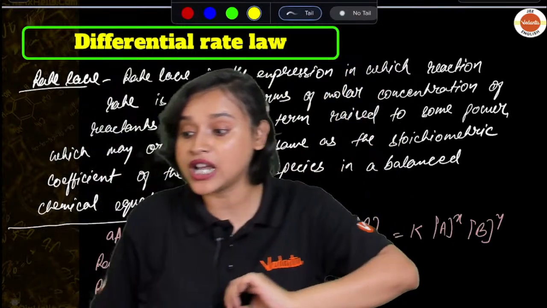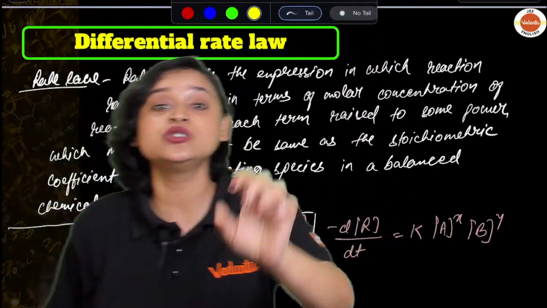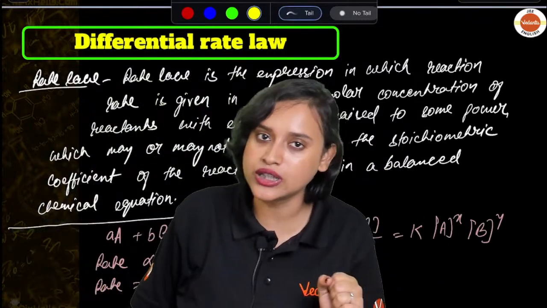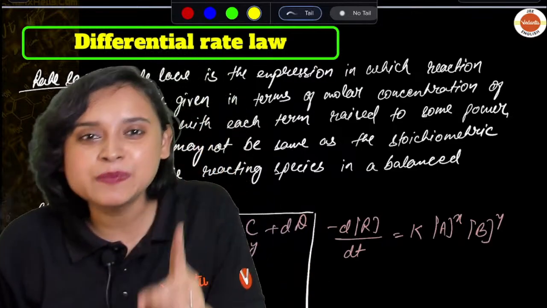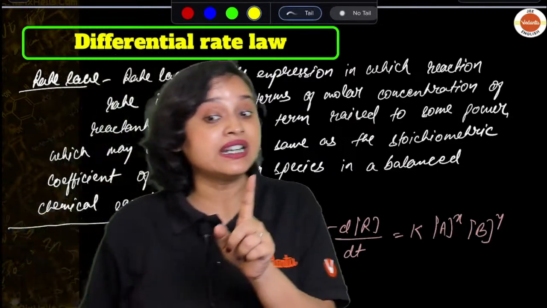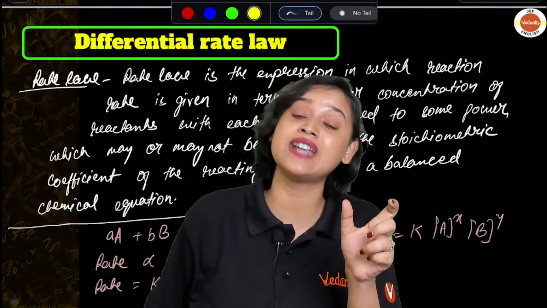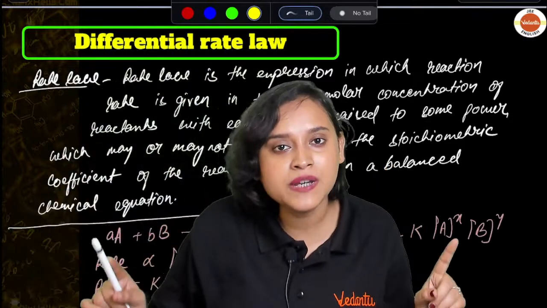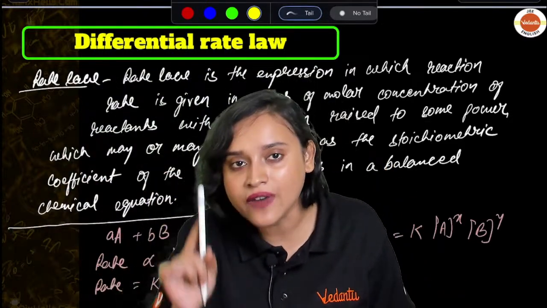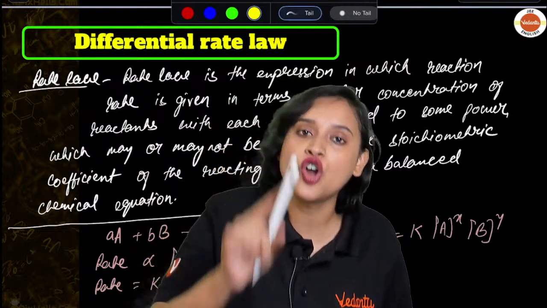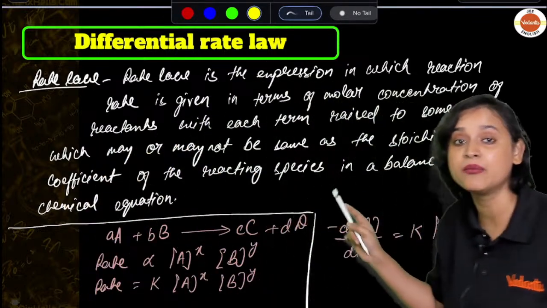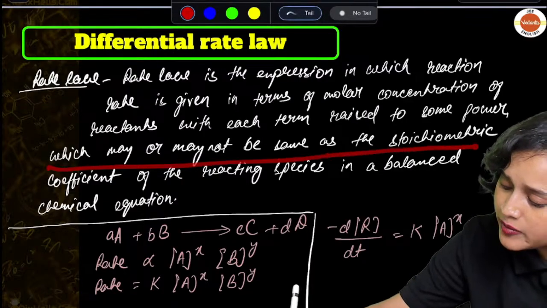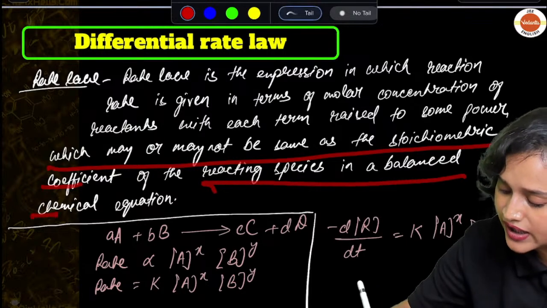That is why we keep telling you that the order of a reaction, which we will study in a while, is experimentally calculated. For an elementary reaction, there is a chance that the order of the reaction is the same as the stoichiometric coefficients, but for a complex reaction, it is definitely not the case. That is why this sentence makes a lot of sense: which may or may not be the same as the stoichiometric coefficient of the reacting species in the balanced chemical equation.